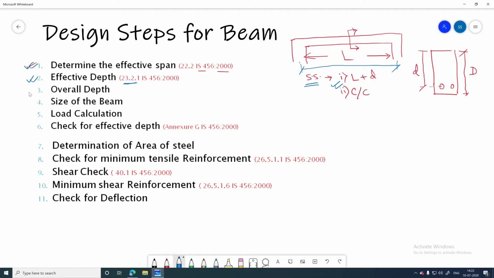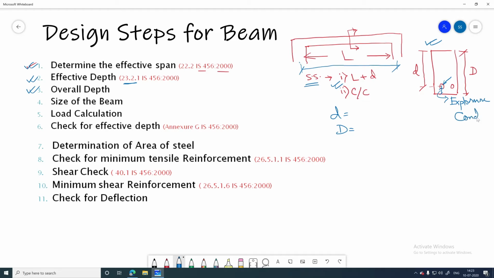Now come to the overall depth. When you have got the value of the small d, you can calculate the overall depth. How? If you follow this diagram, this is the effective depth and you just need to add half the dia of the main bar and the clear cover, right? So this half dia, this diameter you also consider as per your design, and the clear cover actually depends on the exposure condition.